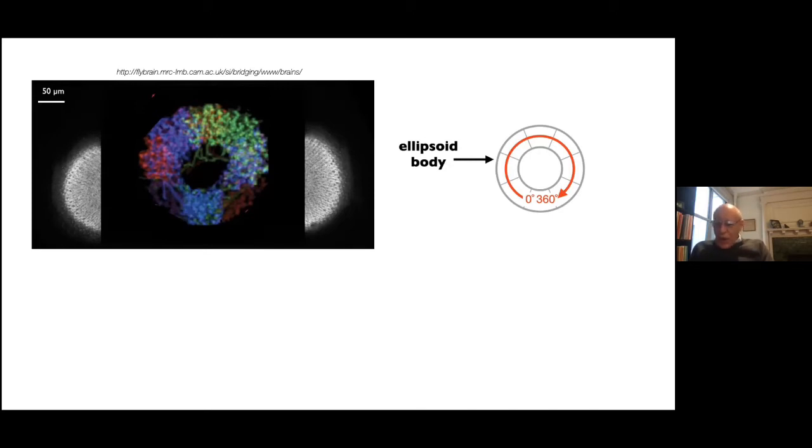Now, that property is going to be true of every single structure I talk about in the talk, so keep it in mind. They're all laid out very nicely topologically, and then their different regions can be labeled by an angle variable, like here, 0 to 360 around the circle.